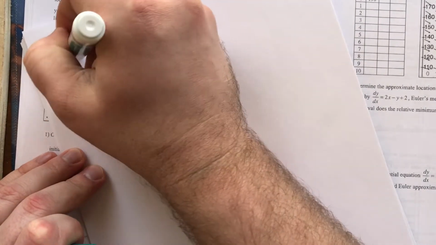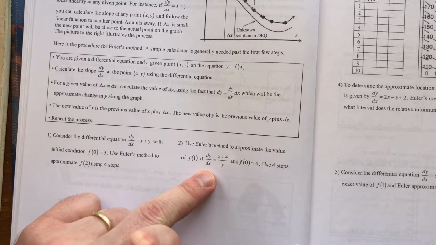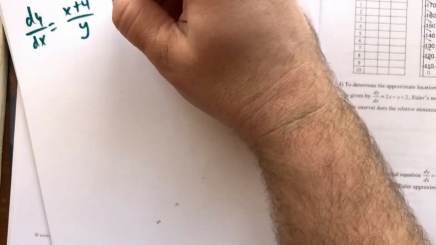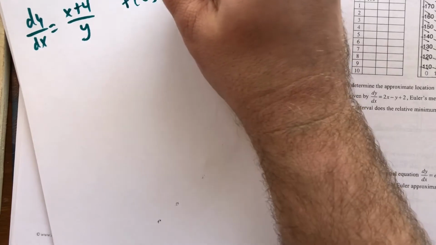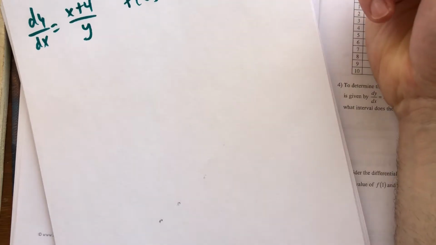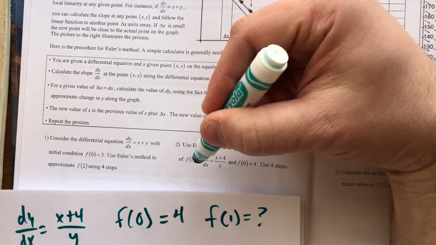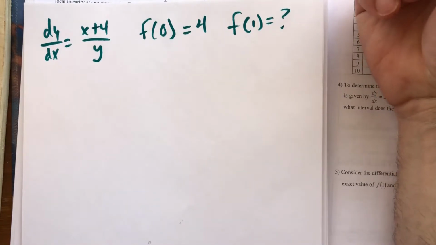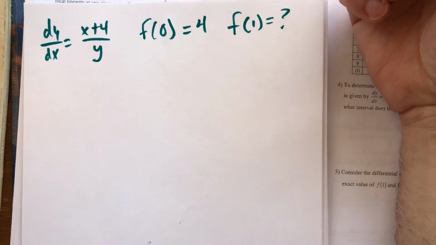All right, so this one says dy/dx is x plus 4 over y, and f of 0 is equal to 4. And it says, hey, what's f of 1? Right? So all we have to do is use Euler's method.